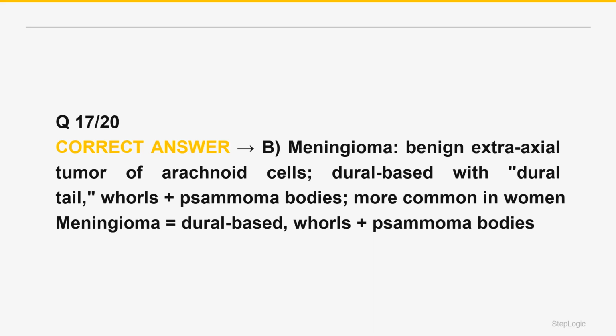The histology is the giveaway. Spindle cells arranged in whorls and syncytial nests, often with laminated calcified psammoma bodies. Because it compresses rather than invades the brain, it often presents with seizures, headaches, or focal deficits depending on location, and may be found incidentally. Treatment is surgical resection with or without radiation, with a generally good prognosis. The benign, dural-based, extra-axial arachnoid cell tumor with whorls and psammoma bodies is a meningioma.